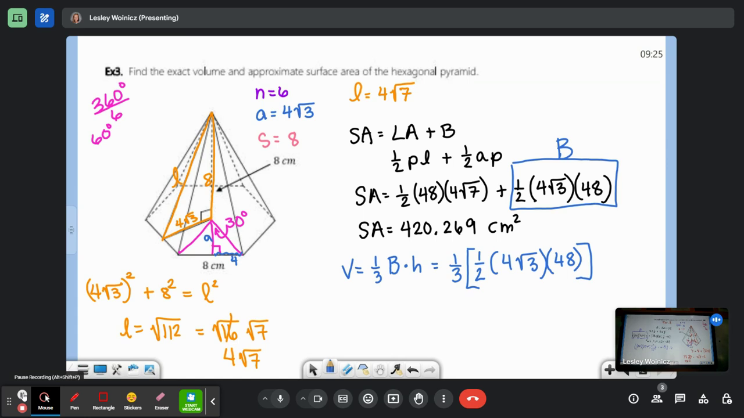What's 8 times 4? 32? Is it 32 root 3? 32 root 3 times 8. Times 8 again because of the height. Oh, I forgot the height. Oh, shoot. I was so excited. Okay, so this is our big B. This is our height. All right, what is 32 times 8? 256. Okay, yeah, I wouldn't have gotten that, to be fair. 256 root 3, what kind of units? Centimeters.